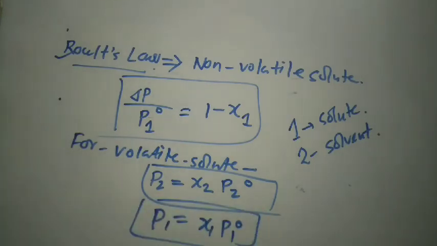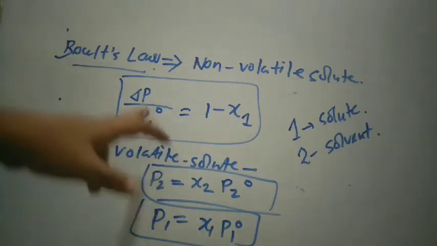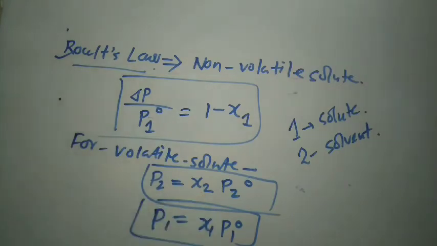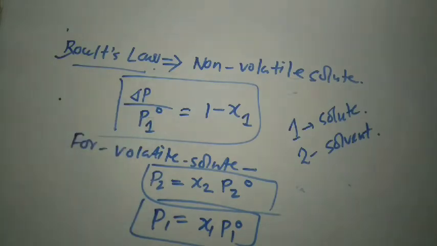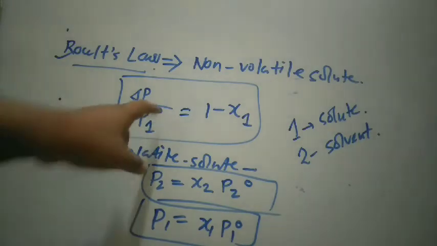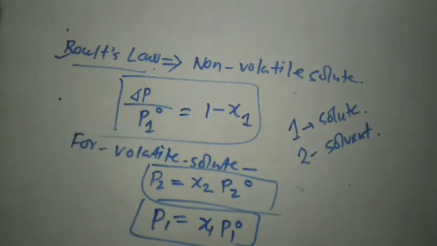Now 1 and 2 represent solute and solvent respectively, and on the next note, X2 is the mole fraction of solute, X1 is the mole fraction of the solvent. Here delta P is the change in pressure of the solution. Where P1^0, this 0 or naught, signifies that this value is at pure condition.